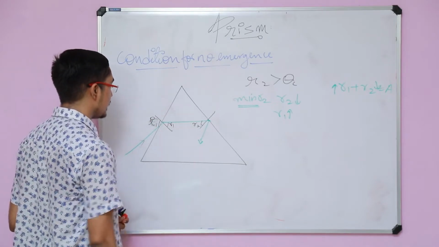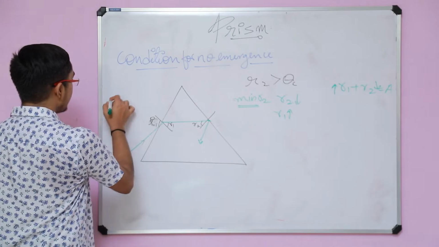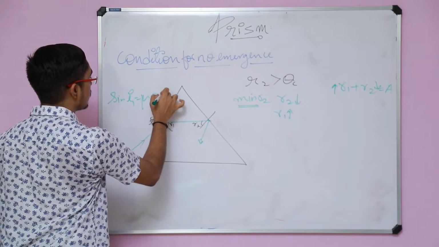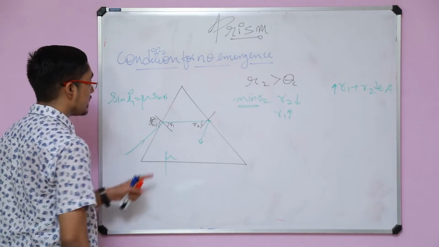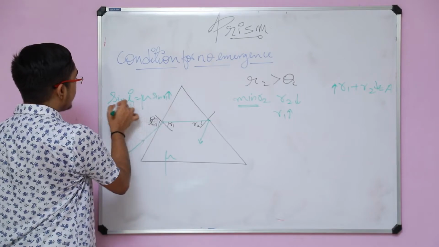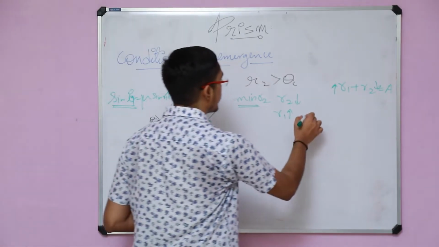When R1 is going to increase, here I can apply Snell's law. I know that sin I1 is equal to mu sin R1, where mu is the refractive index of the medium of the prism, right. So if R1 increases, then the LHS will also increase. So sin I1 will increase, that means I1 is also going to increase.